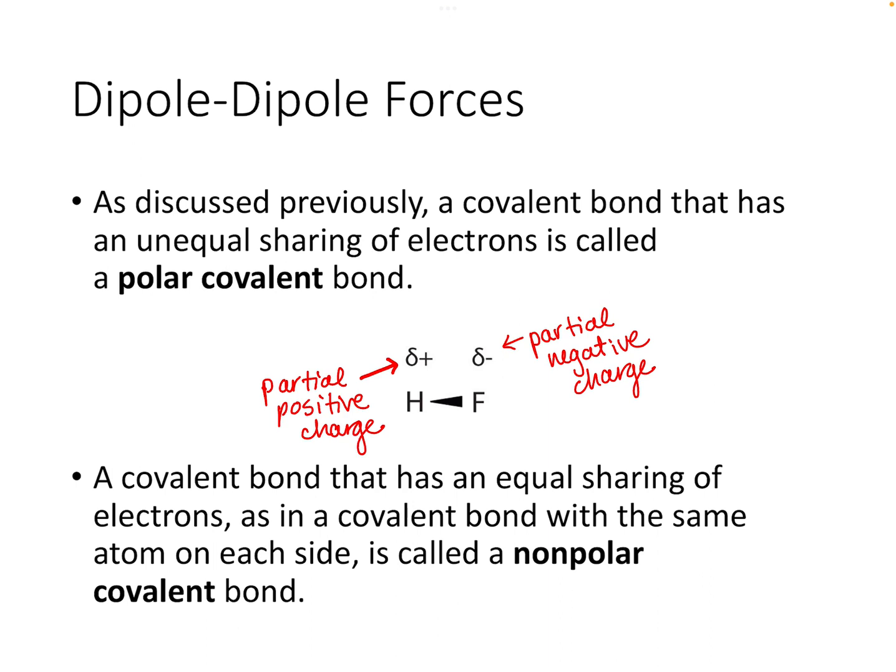So that would be a polar covalent bond. And then a covalent bond that has an equal sharing of electrons. So for example, if we had two of the same atom bonded together, that would be a non-polar covalent bond.